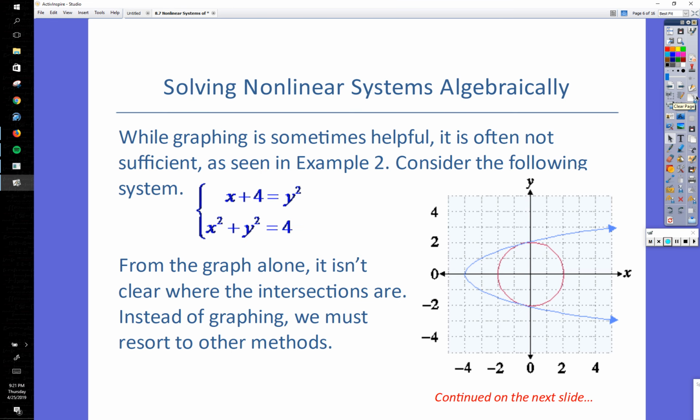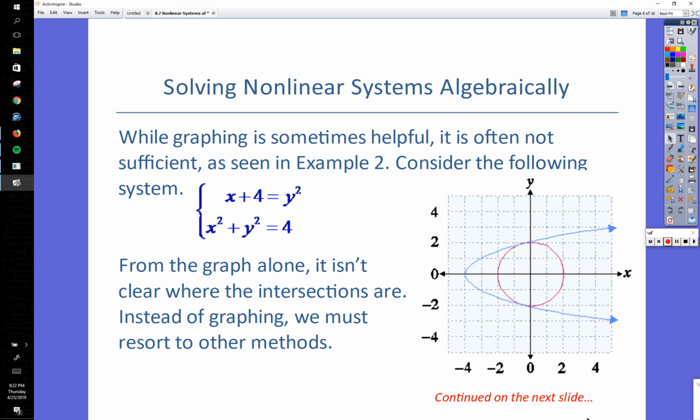Now, let's move away from the graphing side of it, because really the majority of the ones you're going to get are going to involve algebraic ones. So I want to spend most of our time here and make sure we get this. If you notice here, I gave you a parabola, one like this, a parabola on its side, and then a circle. So if we go back to this one, we have this red and blue parabola and red circle. The graph alone really isn't clear about where the intersections are. Instead of graphing, we must resort to other methods.